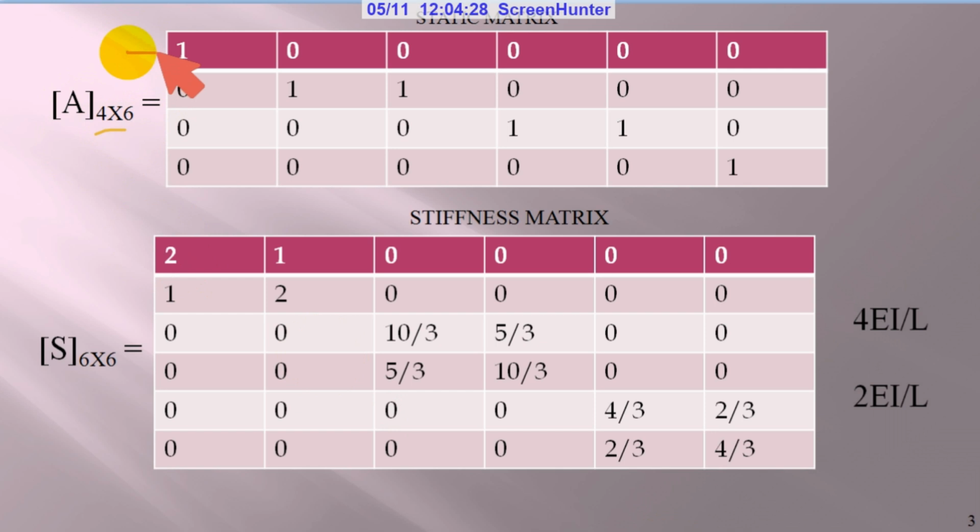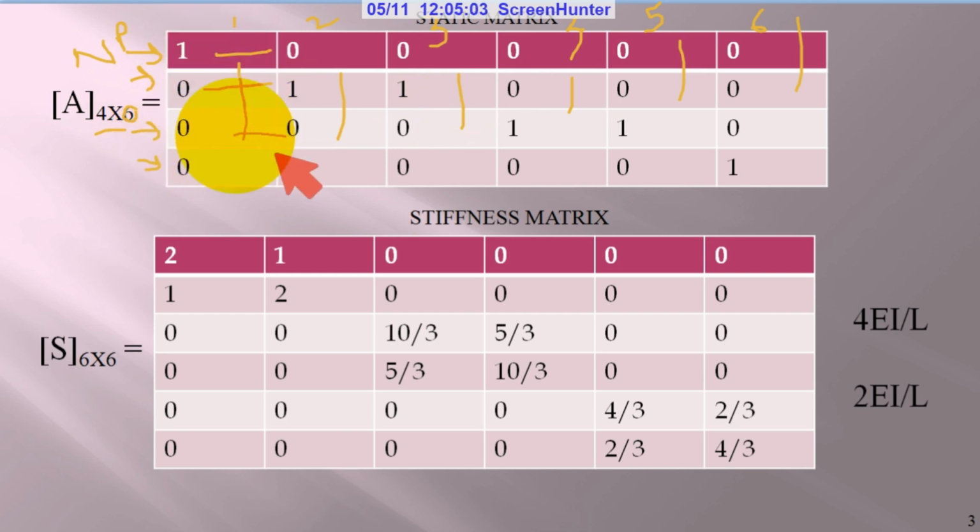So NP stands for the rows, first, second, third and fourth. And NF stands for columns 1, 2, 3, 4, 5 and 6. So these are columns, 6 columns, NF, and number of rows, 4 rows, 1, 2, 3 and 4. So let us see how to develop this static matrix.